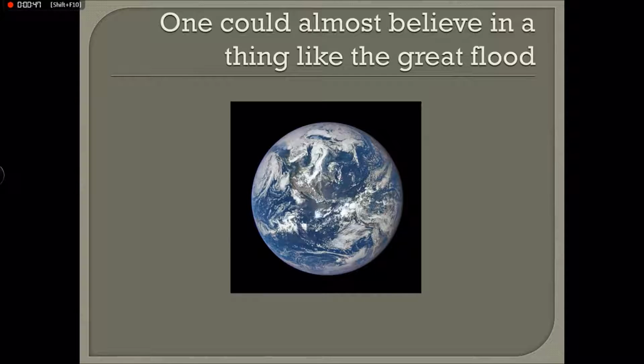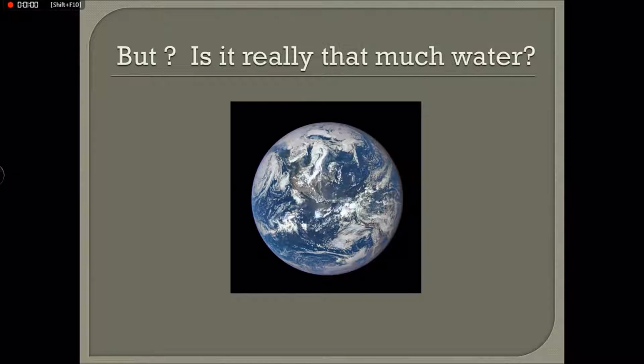With all that water, you might even believe in things like the Great Flood, as depicted in the Bible. Many of you know I would have problems with that, but there is so much water. And the question that came up to me not so long ago was, is there really that much water? How could I visualize to people how much water there actually is?